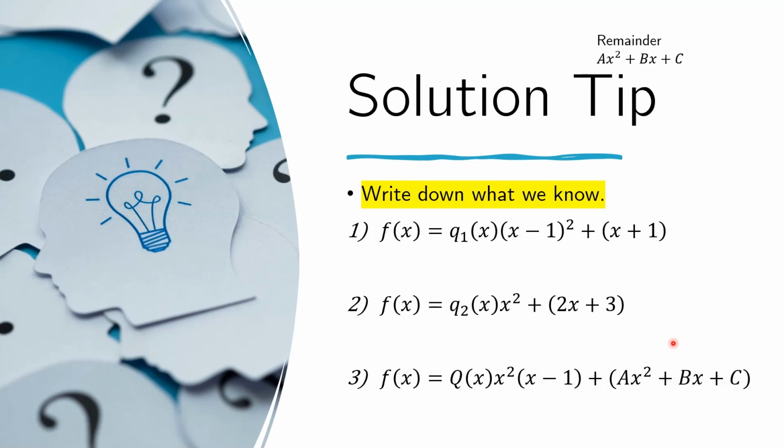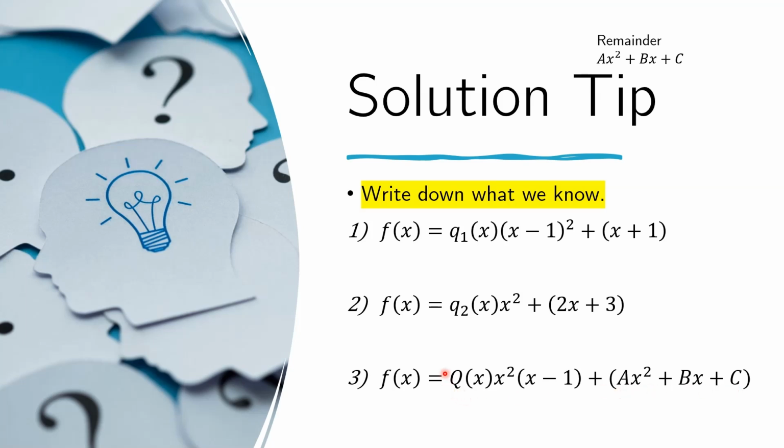So actually, this is not an additional statement from the problem. This is just a clarification by the problem, because we know in advance that if we are dividing by x squared times x minus 1, the remainder must necessarily be of the order 2. And the reason for that is because here we have x squared, here we have x minus 1, so the degree of this divisor is 3, and the remainder can only be of a degree less than the degree of that divisor. And so the maximum degree for our remainder would be squared. And the problem is kind enough to actually state that this is our remainder.